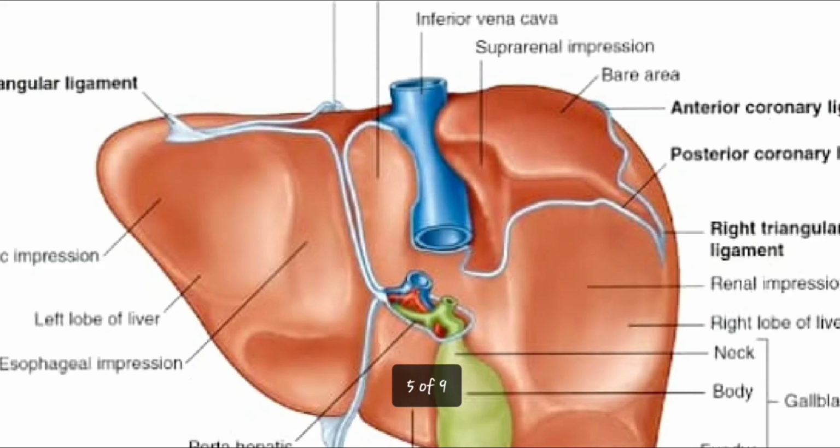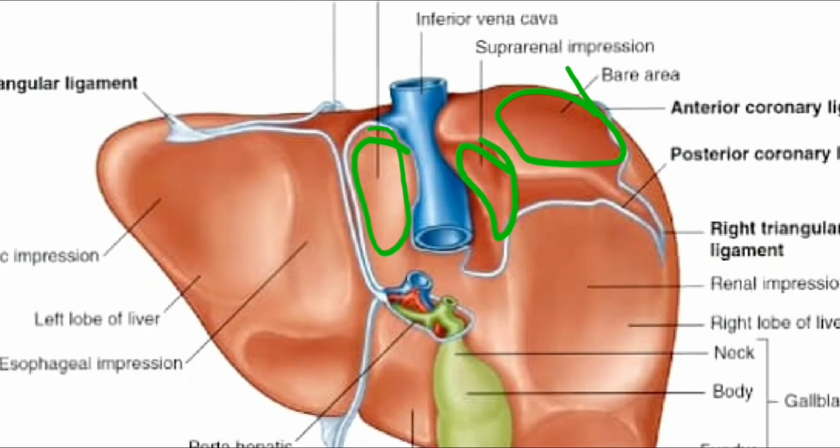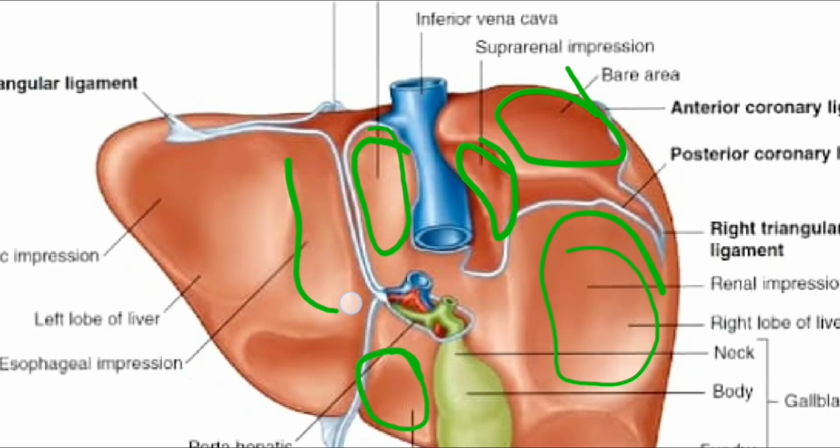So first you have to see from the above surface. That is, first you have the caudate lobe. This is the bare area of the liver. This is the suprarenal gland. This is the renal impression. This is the quadrate lobe. This is the esophageal impression. This is the gastric impression.